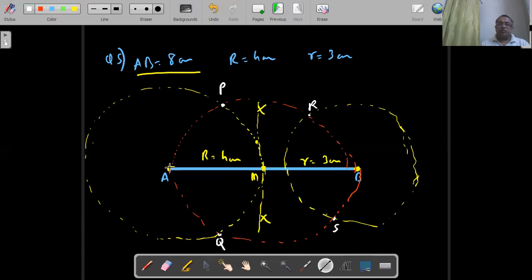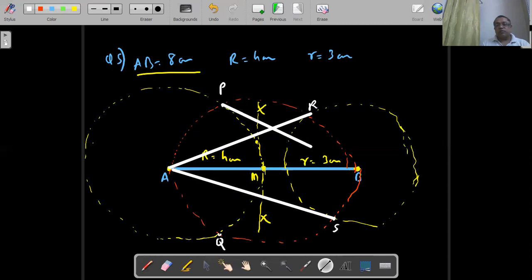Once you get the intersection points, from A you join A to R, that's your first tangent. Then you join A to S, that's your second tangent. Then you join B to P, that's your third tangent, the first from the other side. And then you join B to Q. So we'll have 4 tangents, AR and AS from the left side and BP and BQ from the other side. We'll get 2 pairs of tangents, one pair here and another pair here. So this is how we do question number 5.